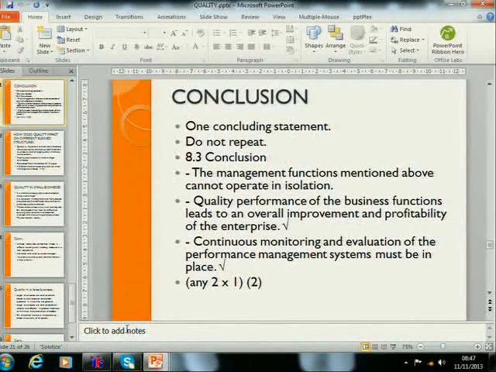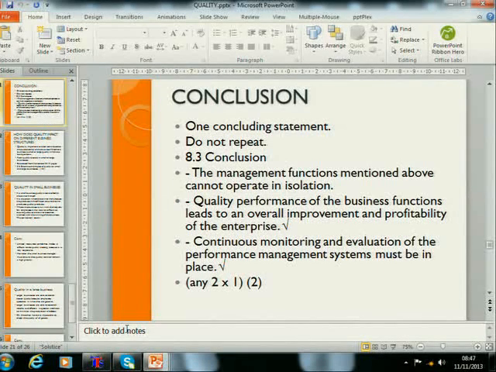Now, when you write your conclusion, remember that you've got to write one factual statement. And remember, do not repeat your statements. So in conclusion, you can say the management functions mentioned above cannot operate in isolation. Or you can say quality performance of the business functions leads to overall improvement and profitability of the enterprise. Or you can say continuous monitoring and evaluation of the performance management systems must be in place.